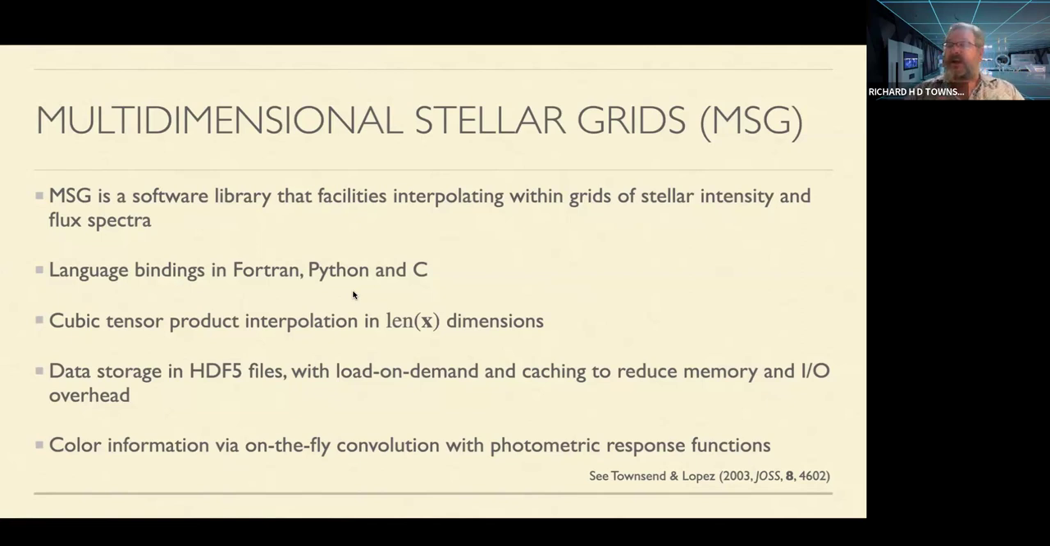So MSG can interpolate an intensity spectrum. This is an angle-dependent quantity, the angle between the surface normal and the line of sight. Or it can interpolate flux spectra, and it can convolve either of these on the fly with photometric response functions to give you colors in various different photometric systems.